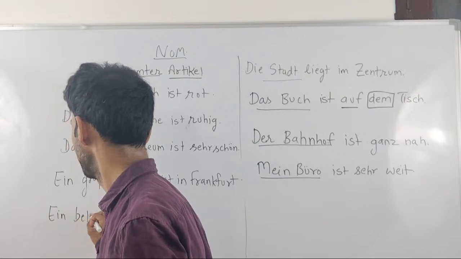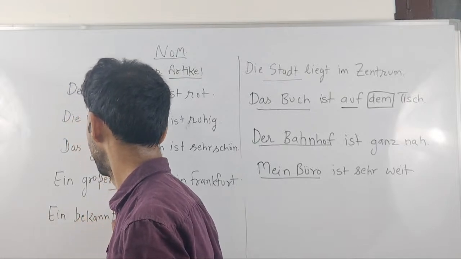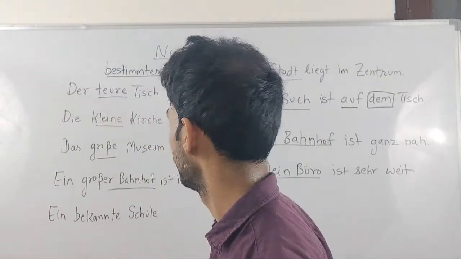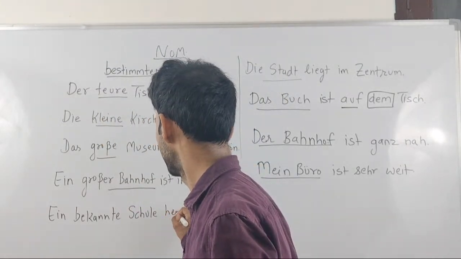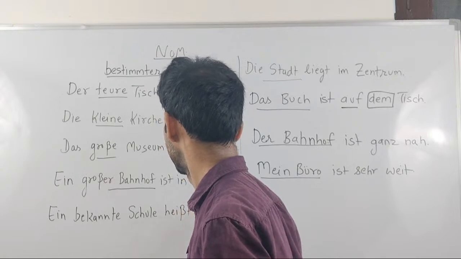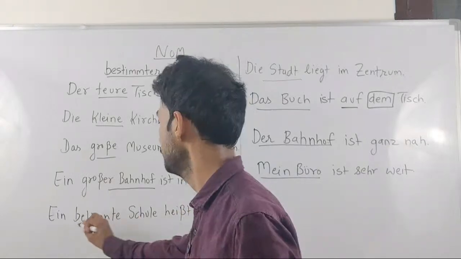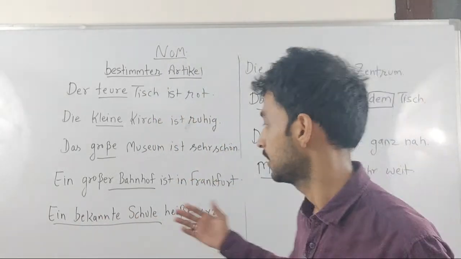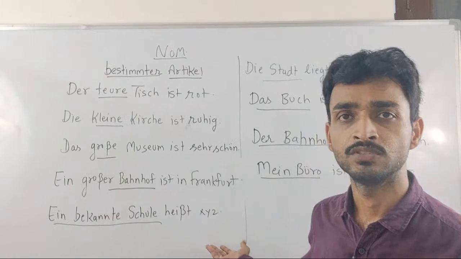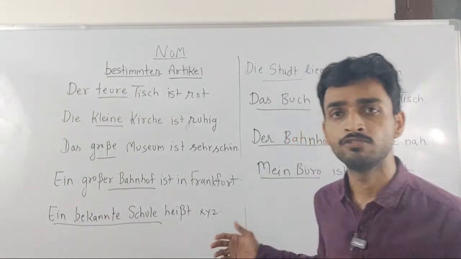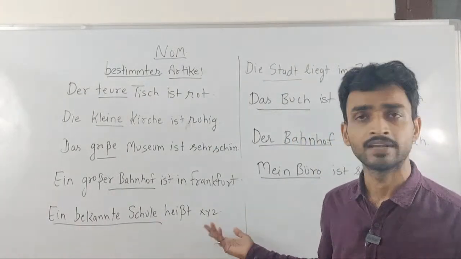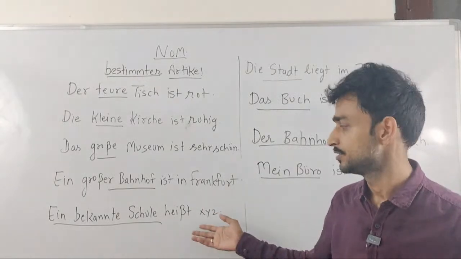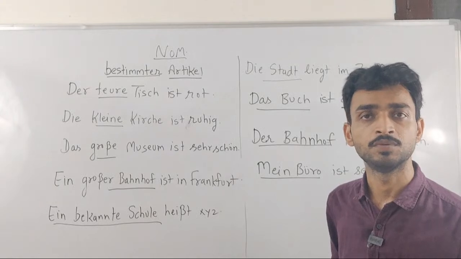Eine bekannte Schule, a famous school. Eine bekannte Schule heißt XYZ. Okay, a famous school, eine bekannte Schule. This is a nominative sentence. Eine bekannte Schule is called, any name, just I have written XYZ. A very famous school is called XYZ. It can be any school. I have not mentioned any name, just XYZ, ABC.